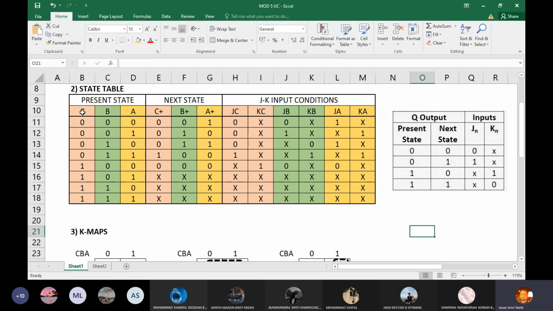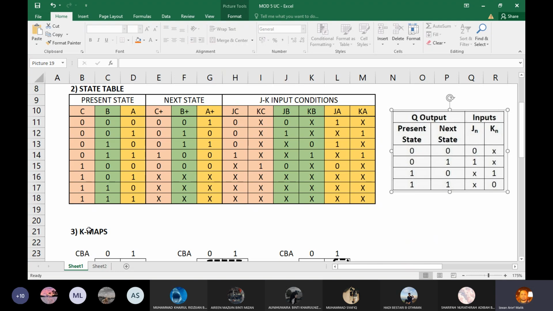Don't compare C with other next states. C with C plus, B with B plus, A with A plus. Whatever you get from comparing C and C plus will become JCKC. B and B plus will become JBKB. A and A plus will become JAKA. Right. So then you have your state table: present state, next state, JK input conditions. So to obtain these, you need this table.